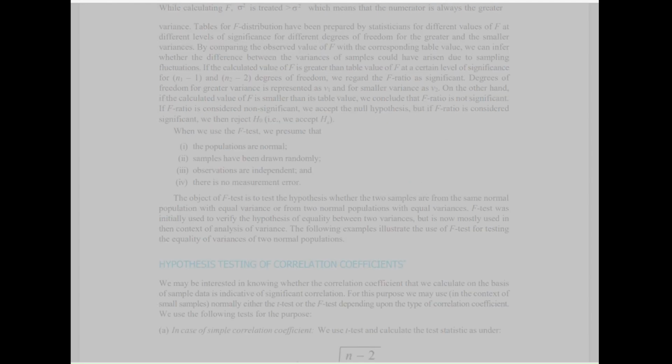While calculating F, s1 squared is treated as greater than s2 squared, which means that the numerator is always the greater variance. Tables for F distribution have been prepared by statisticians for different values of F at different levels of significance for different degrees of freedom for the greater and the smaller variances. By comparing the observed value of F with the corresponding table value, we can infer whether the difference between the variances of samples could have arisen due to sampling fluctuations.